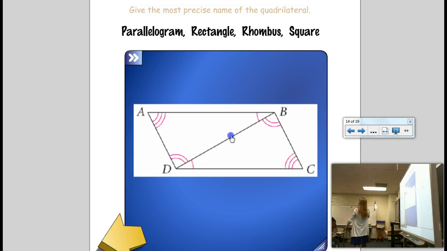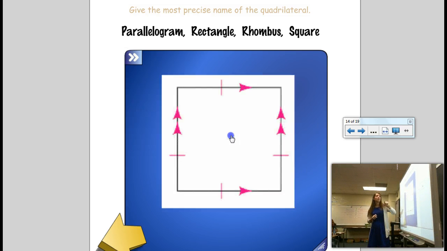In a rhombus, the angles are cut in half, but those angles aren't cut in half. So let's try again. What do you think, Omar? Yes. Parallelogram is the answer. The answer number 5 is parallelogram. Number 6.